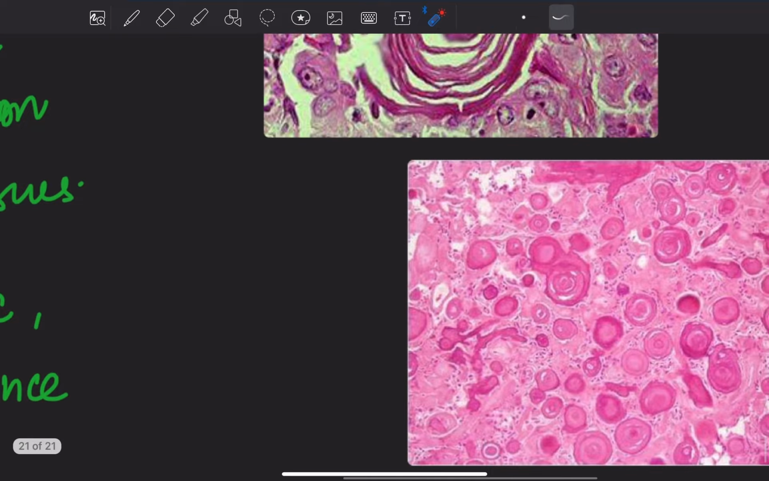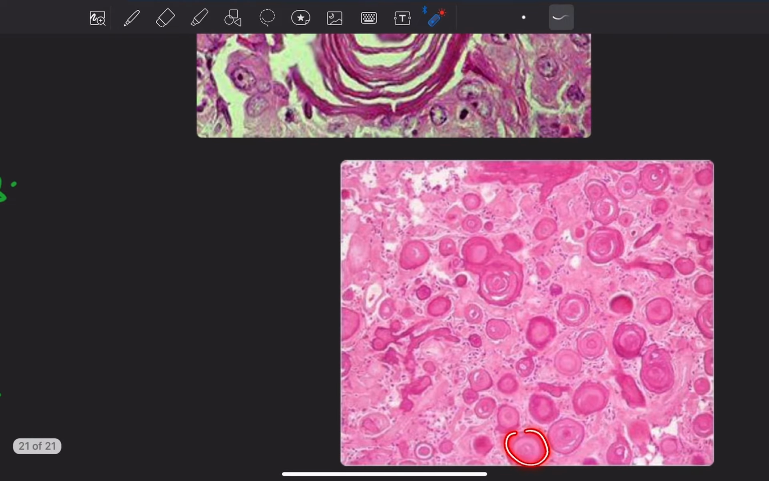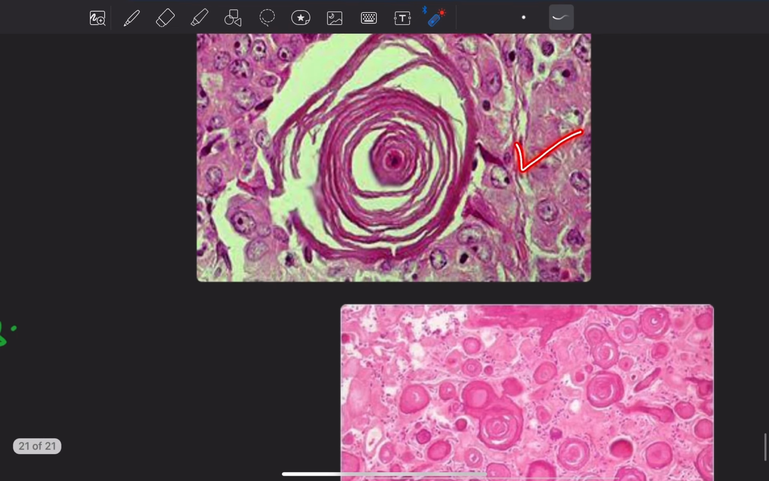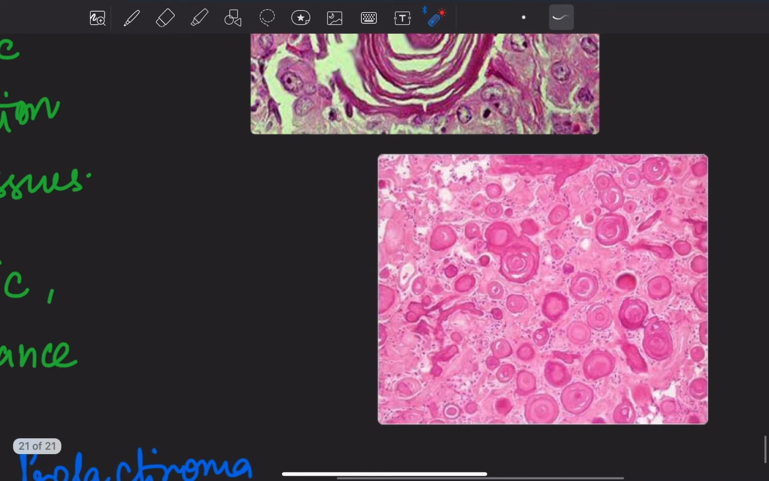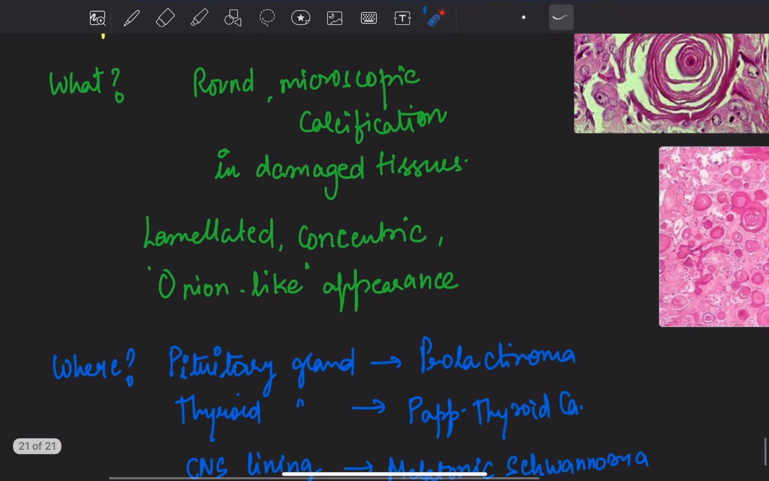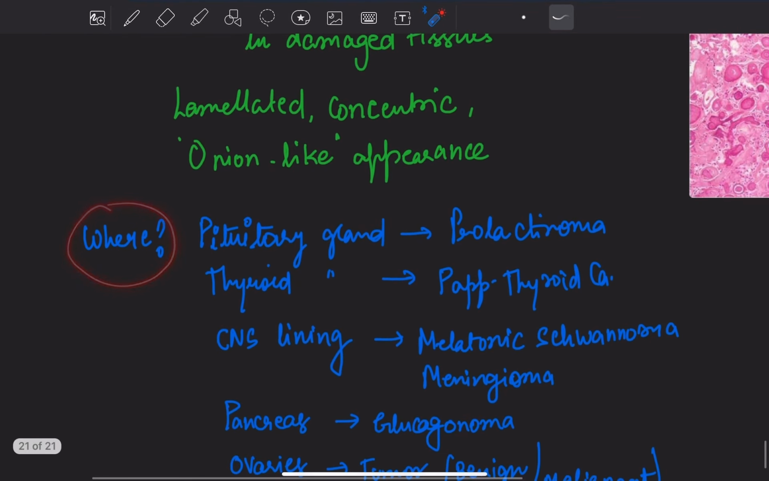Here you can see many Psammoma bodies together in a particular slide. So this is a more magnified image and this is a bit less magnified so that you can see several Psammoma bodies in a group. Okay, now we will answer the question: where do we find these Psammoma bodies?